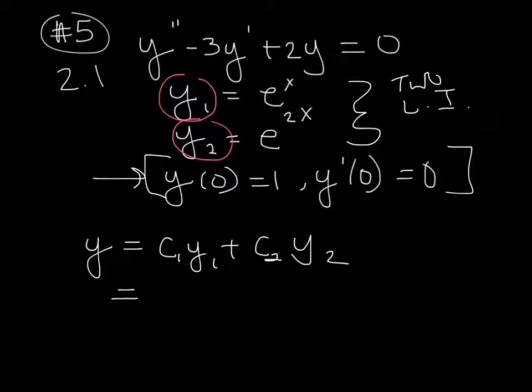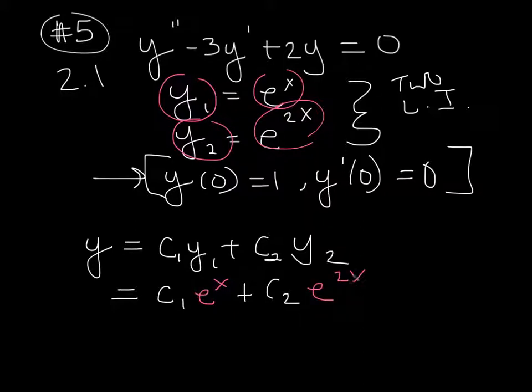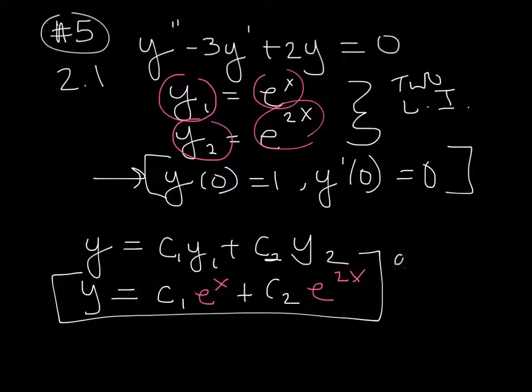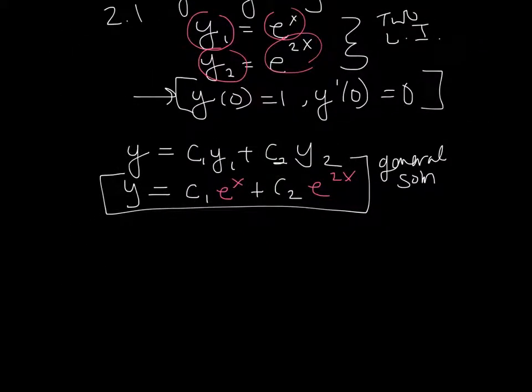So we have C1y1. Well, C1 we're going to determine in a bit, and y1 is e to the x, right? I mean, it's the same guy. And plus C2 and y2 is e to the 2x. Okay, so there is my general solution. So now we're ready to find our particular solution.